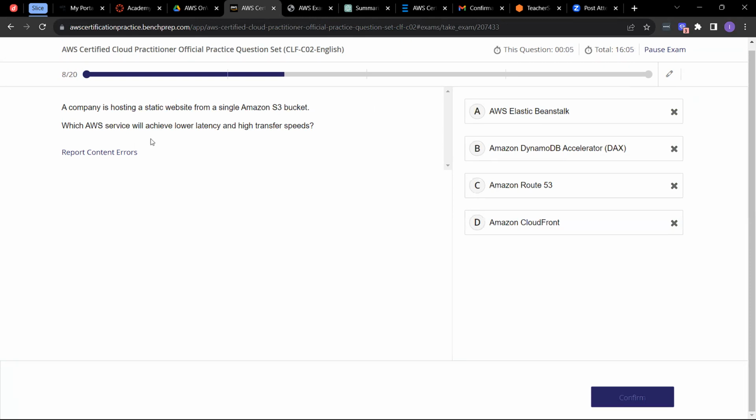A company is hosting a static website from a single Amazon S3 bucket. Which AWS service will achieve lower latency and higher transfer speeds? So Judy says the doctor says ACD. Ibn Mat says B, will achieve lower latency and high transfer speed. Someone said B. Okay.